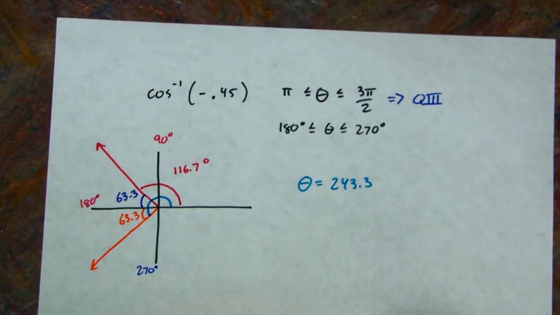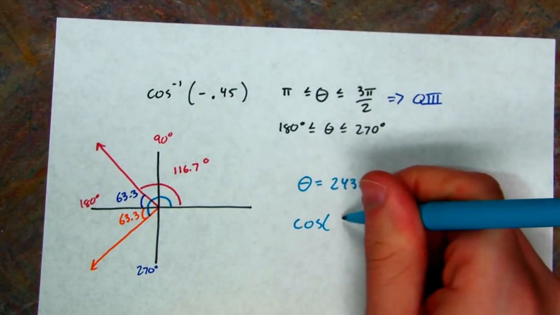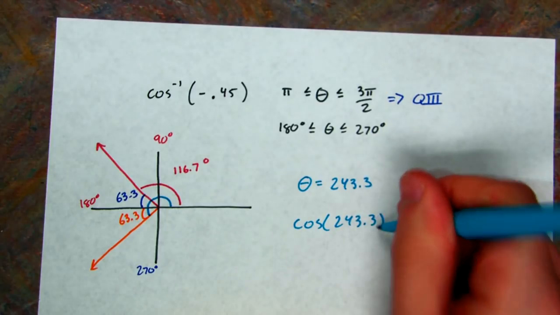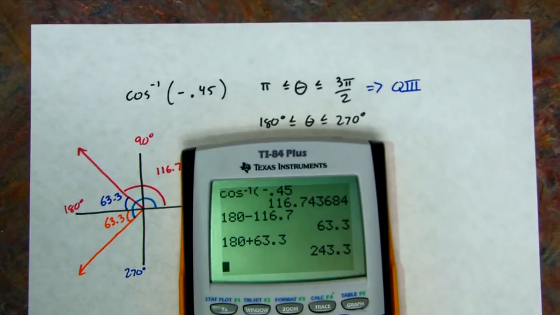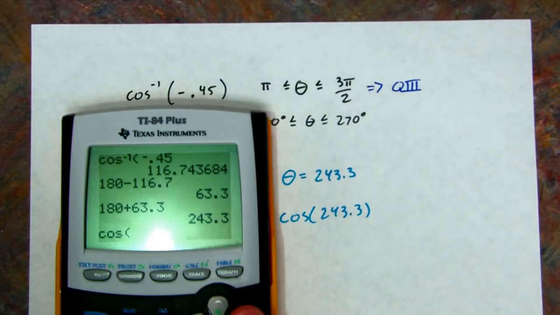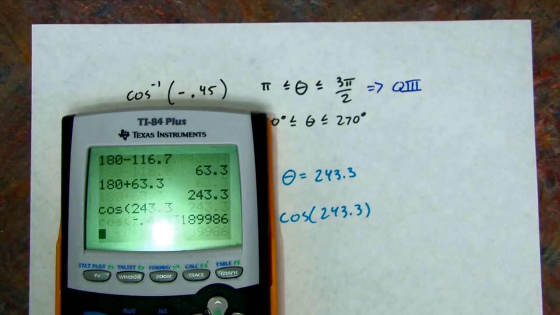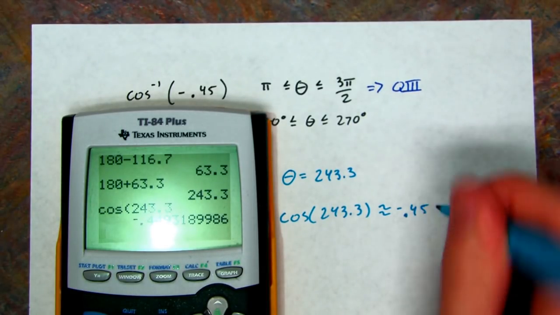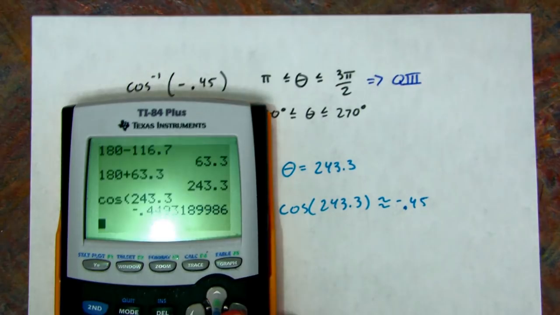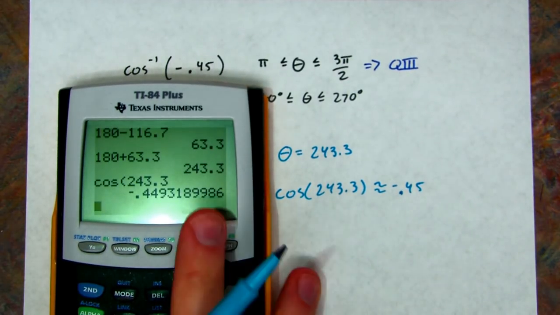Now I'm going to check it. So when I check it, I'll do cosine of 243.3. It should come out to be really close to negative 0.45. So cosine of 243.3 is approximately negative 0.45. So you have 0.449. That's pretty darn close. So I'm saying I'm good.